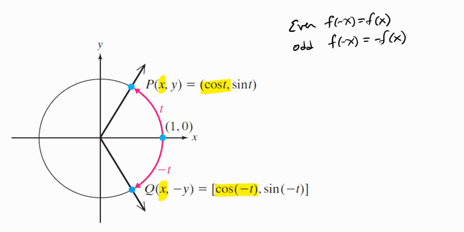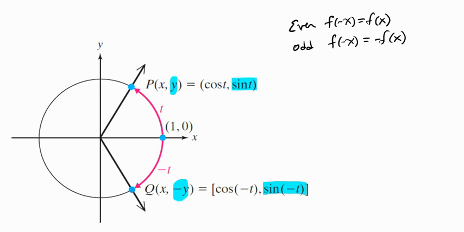Now sine, on the other hand, if we take a look at the sine of t and the sine of negative t, we get a negative sine of t, right? Because we get the negative y. So that means that sine is going to be an odd function.